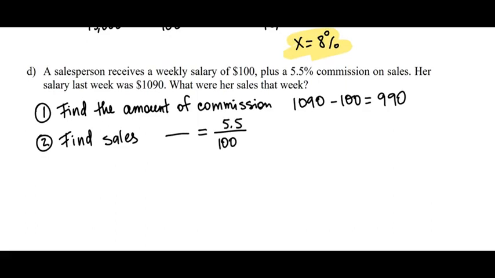5.5 rate goes with 100. So she received commission 990. So that is your top number. And then we do not know what the sales were, right? So 5.5x using cross product equals 99,000. Okay. And then divide both sides by 5.5.